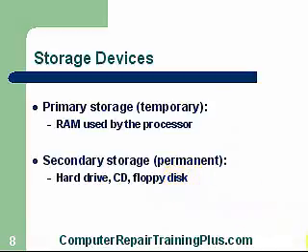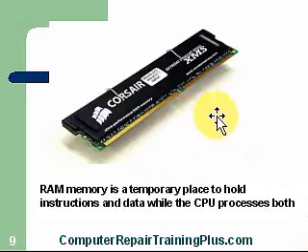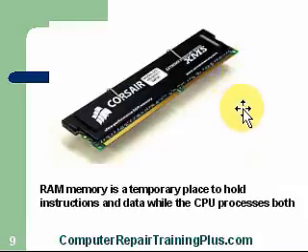This is a picture of a Corsair RAM module. RAM, again, is temporary holding. These have a slot on here for connecting them to the motherboard. They're fairly easy to connect. They just push straight down onto the motherboard today. It says RAM memory is a temporary place to hold instructions and data while the CPU processes both.